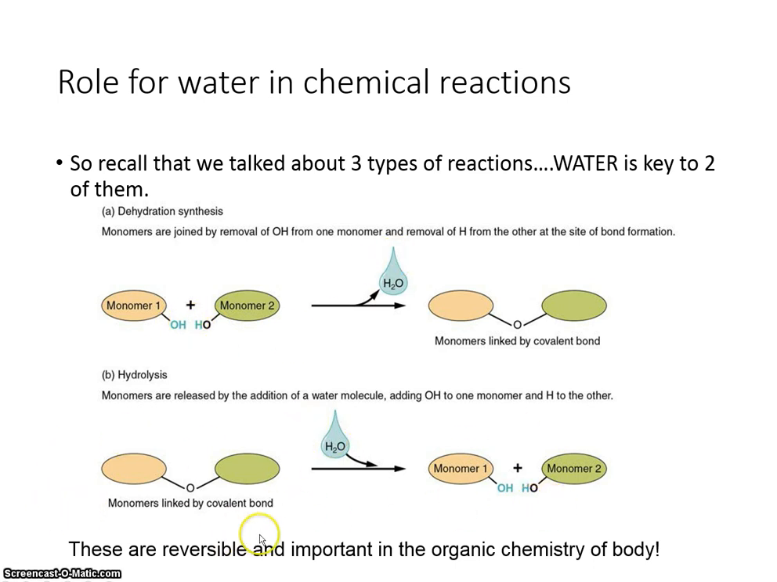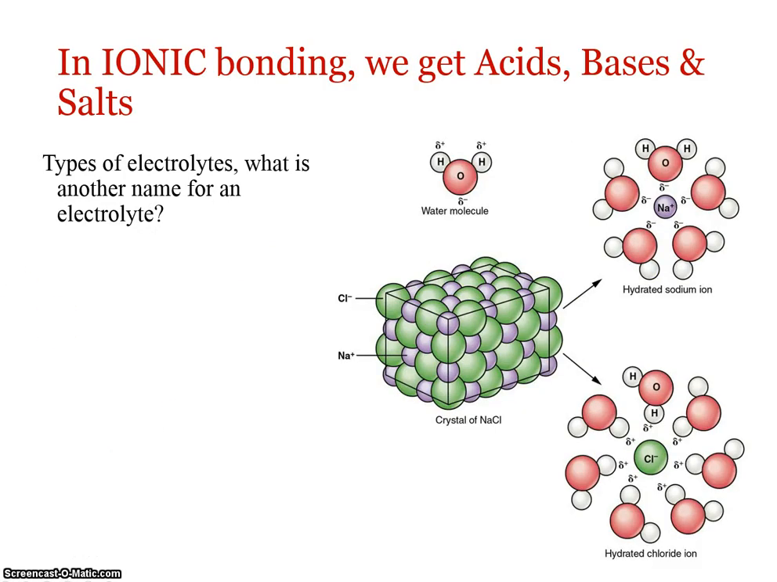And these are extremely reversible and important, right? So we could have gone either way. And they're often catalyzed by enzymes to control the rates. And they're extremely important to your life. All right? In ionic bonding, we get acids, bases, and salts.